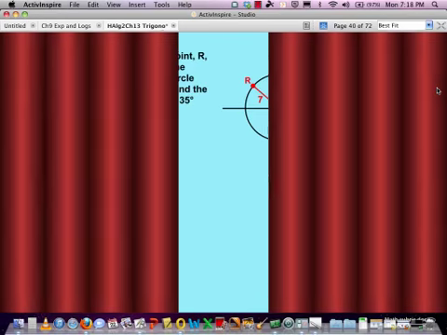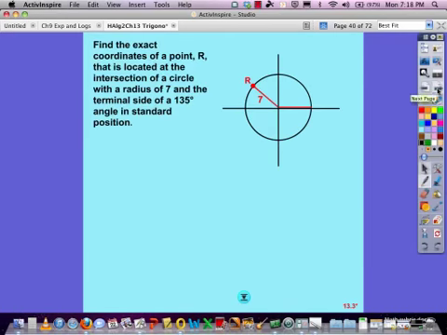And then here is that one I alluded to earlier, and that is if I give you a circle that has a radius other than 1 unit circle, so this happens to have a radius of 7, then how do we find that point? And this one wants the exact value, so it wants both x and y. So when you're thinking, well, x is nothing more than the cosine of 135, and y is nothing more than the sine of 135.